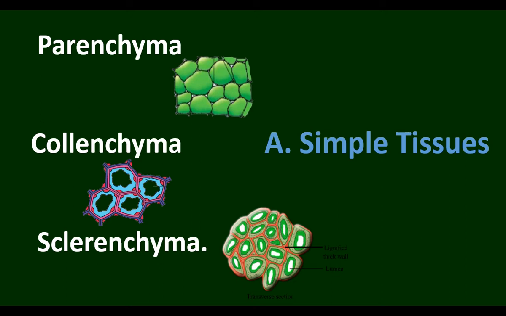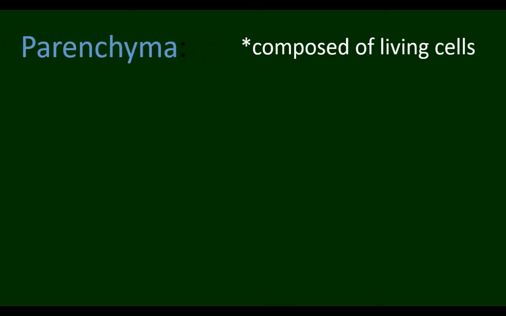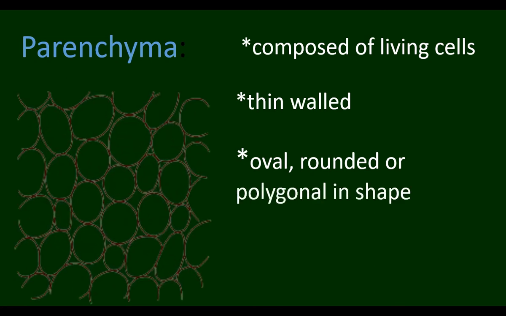Parenchyma is made up of thin-walled living cells. Collenchyma is made up of living cells, but the cells have thickening at the corner. In Sclerenchyma, the cell wall is very thick, so the cells are dead cells. Parenchyma is composed of living cells. The cells are thin-walled. The cells are oval, rounded, or polygonal in shape.